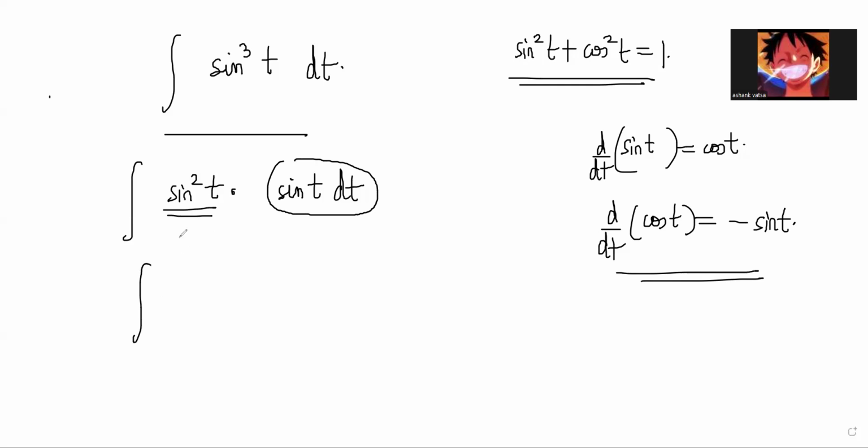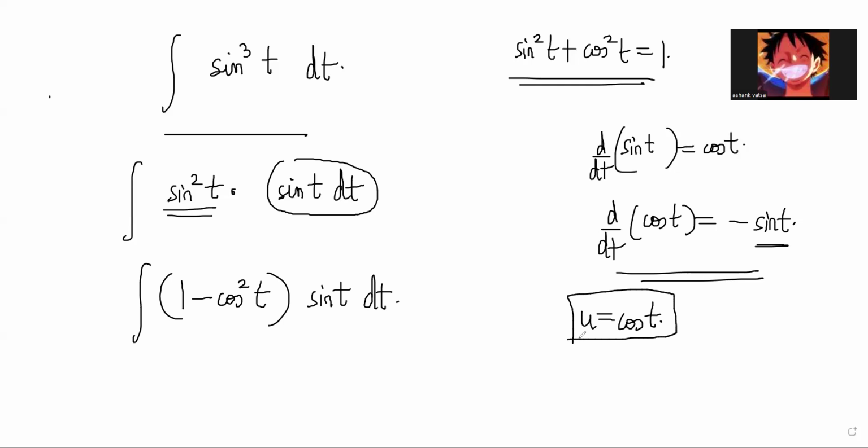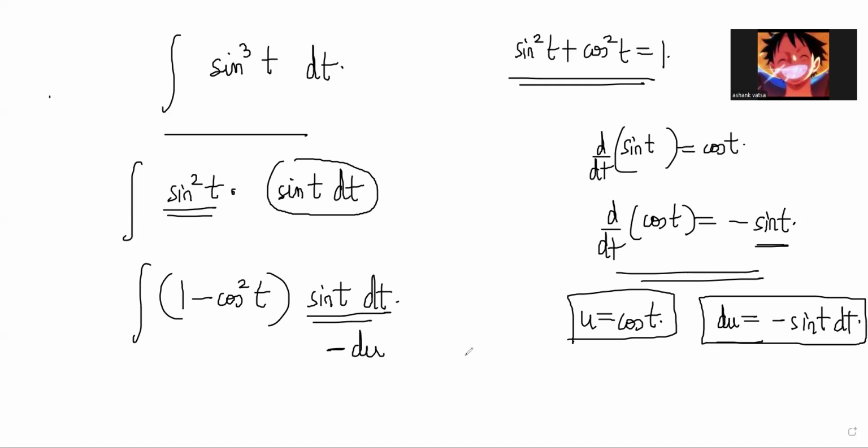So what I will do is simple. I will write sine square as 1 minus cos square t, and keep the sine t dt as it is. Now, because the derivative of cos is minus sine t, I will say u is equal to cos t. Then du is equal to minus sine t dt, so sine t dt will become minus du, and this will become 1 minus u square.